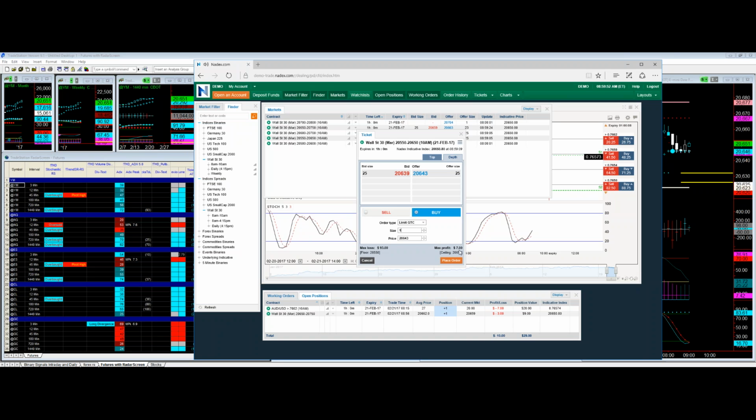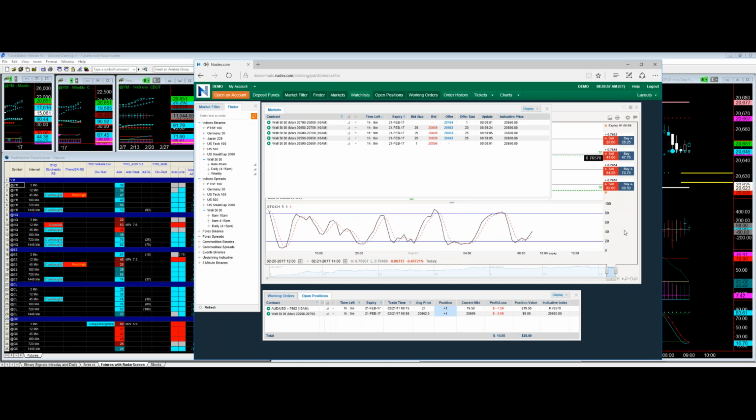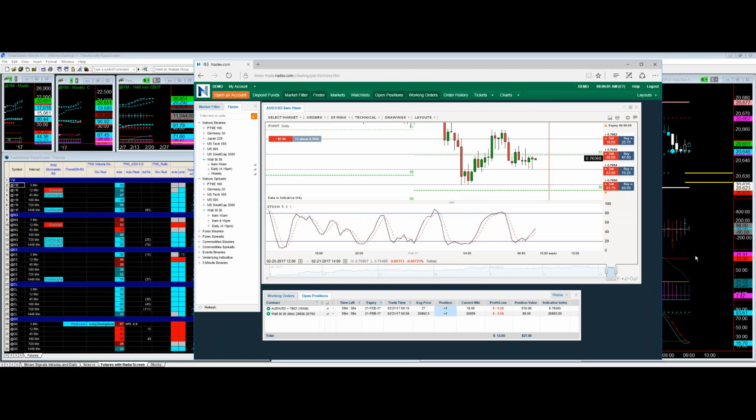It does not make sense to me. I would not do that. You see, it's still struggling in this little bitty area. It is still struggling. Do y'all see that?